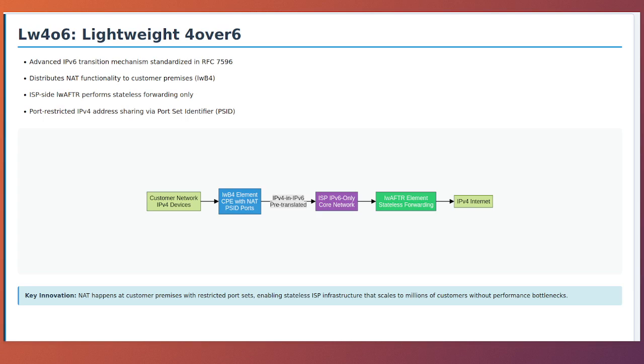Lw4o6 represents an evolution of the DS-Lite architecture we have discussed previously, but with a crucial difference. Instead of centralizing all NAT functionality at the ISP's AFTR device, Lw4o6 distributes the NAT function to customer premises equipment. This architectural shift has profound implications for scalability, performance, and network architecture.